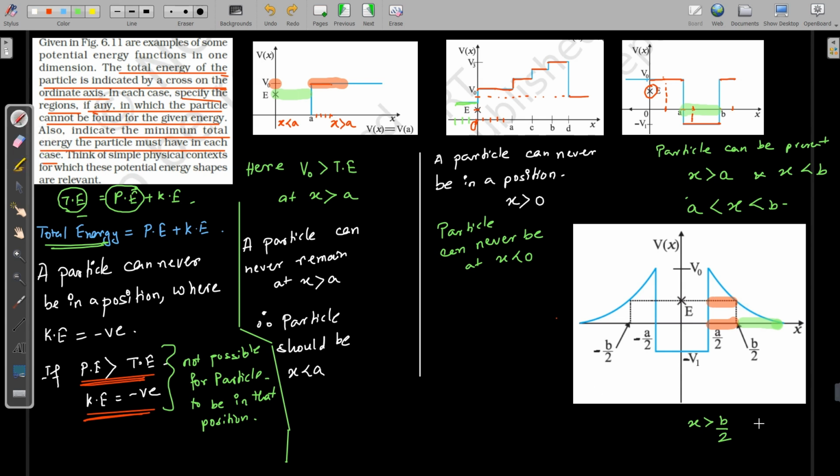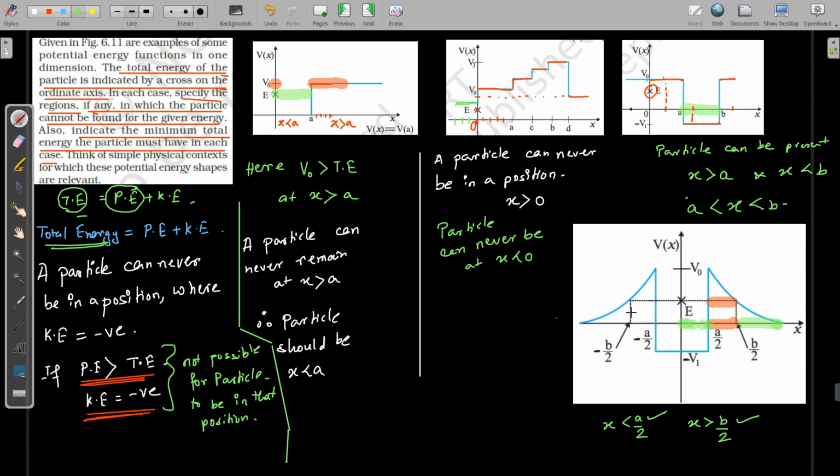But x less than a by 2, at this position also, what is the potential energy? See, negative. This is the potential energy. Negative, less than a by 2. Here also it is possible. So it is possible for which two cases? When x is less than a by 2 and x is greater than b by 2.